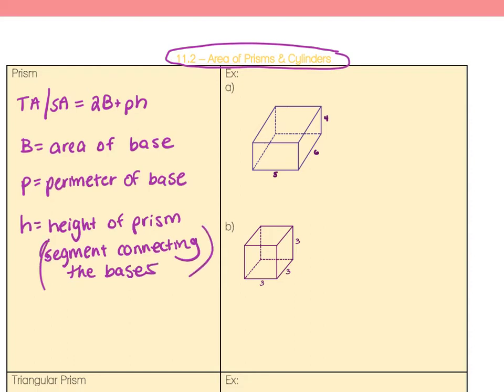So in a rectangular prism, it doesn't matter what you pick as the bases. We tend to pick the top and the bottom just to be consistent. With a cube, same thing, doesn't matter. But with a triangular prism, any shape that's different than a rectangle, like in a triangular prism, the triangles are the bases. So that's how you would know to pick those as the bases instead of a rectangle or a square like a cube.